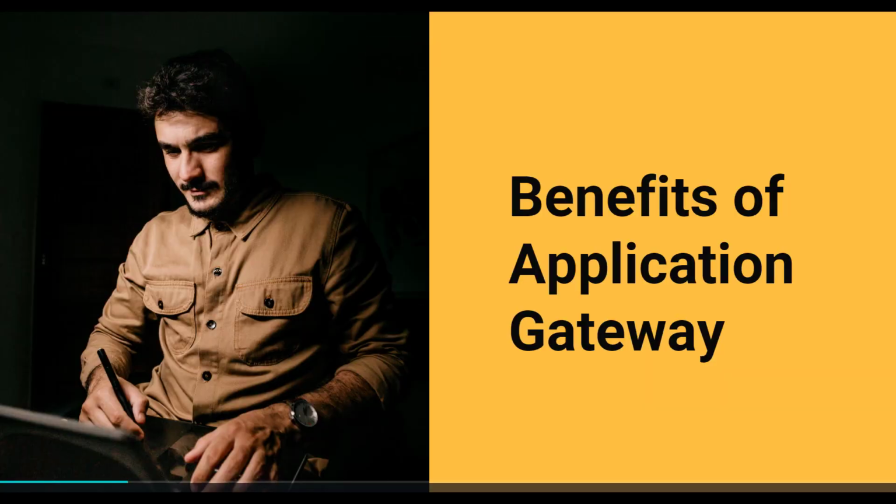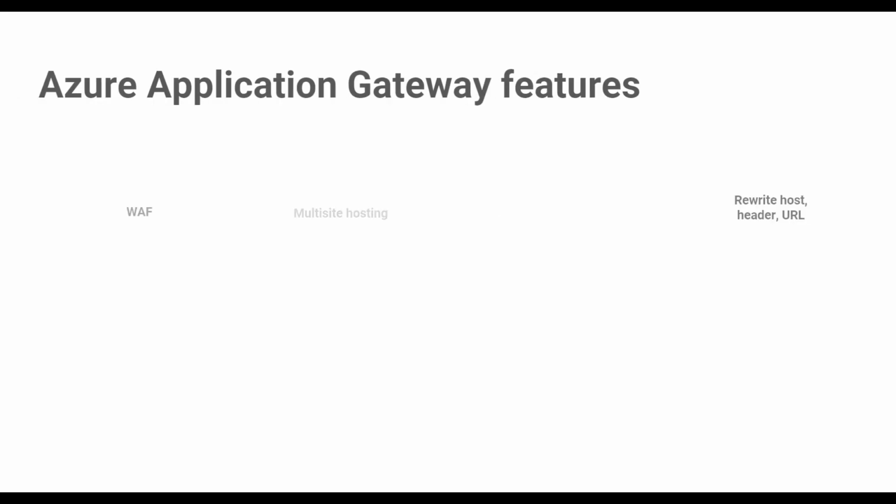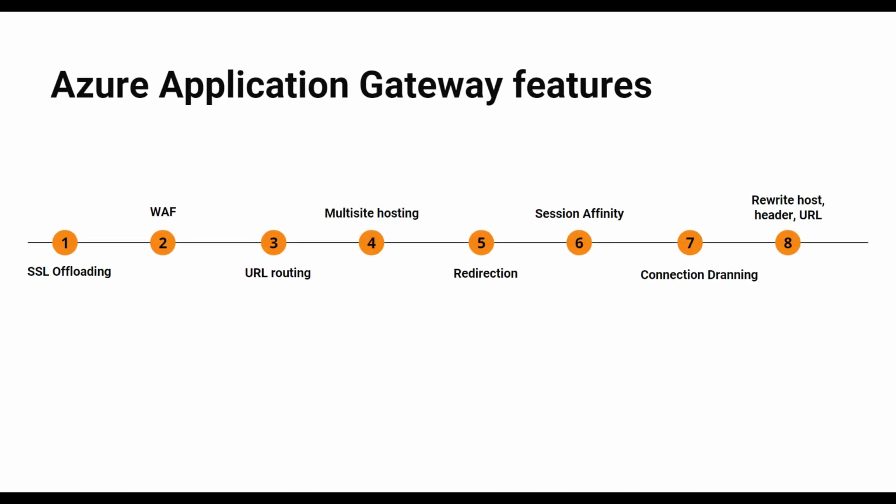So as I mentioned, application gateway not only provides layer 7 load balancing support, but it also provides a variety of other benefits to protect your backend. Let's look at some of those benefits which we can use with application gateway. These are some key benefits which you can use with the help of Azure application gateway in your application.